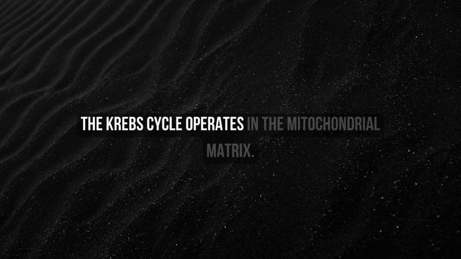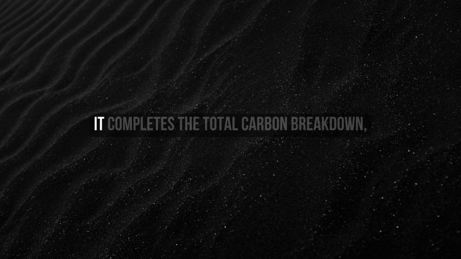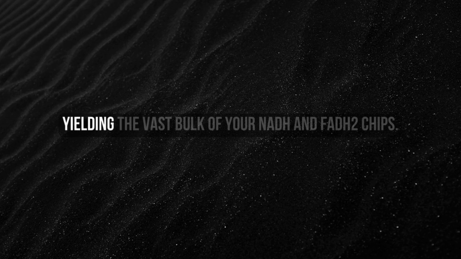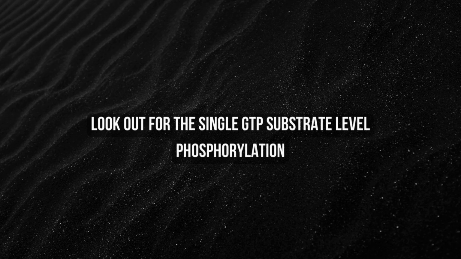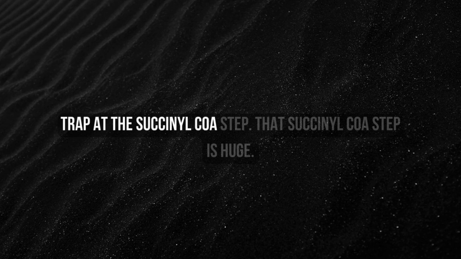4. The Krebs cycle operates in the mitochondrial matrix. It completes the total carbon breakdown, yielding the vast bulk of your NADH and FADH2 chips. Look out for the single GTP substrate-level phosphorylation trap at the succinyl-CoA step. That succinyl-CoA step is huge.